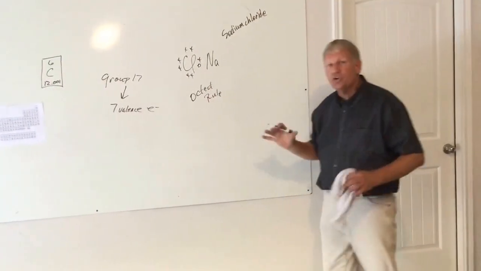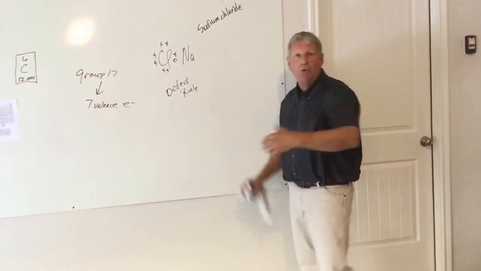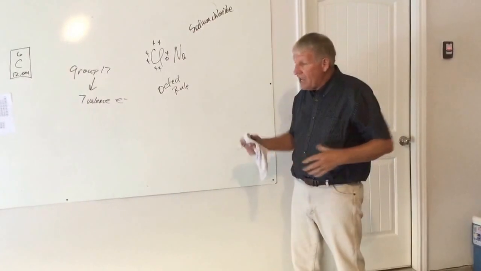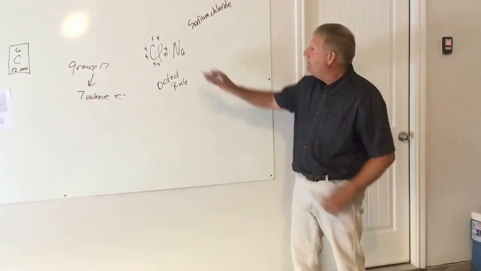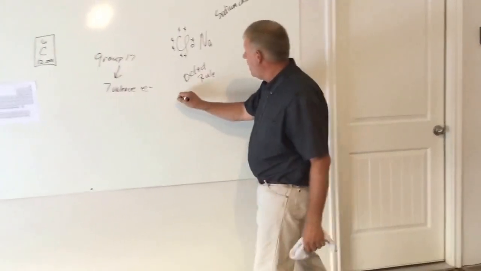So is that good or is that bad? That's great. It has 8. It's stable. The chlorine's happy. The sodium's happy. We got together. We bonded together. What kind of bond? This is called a covalent bond.